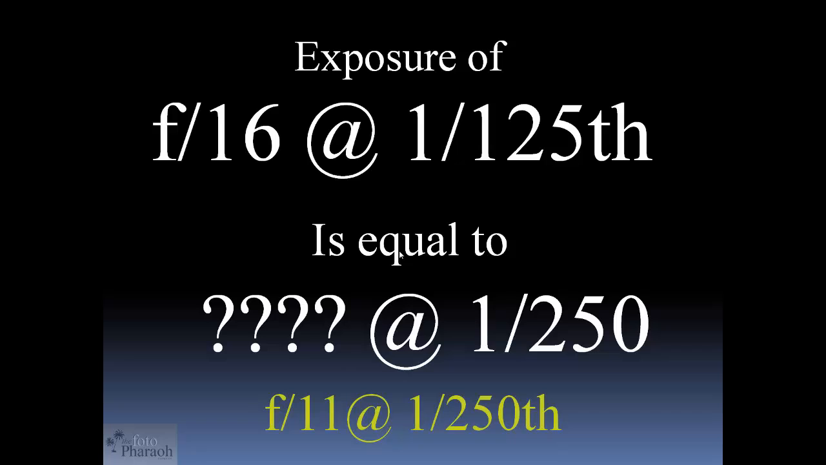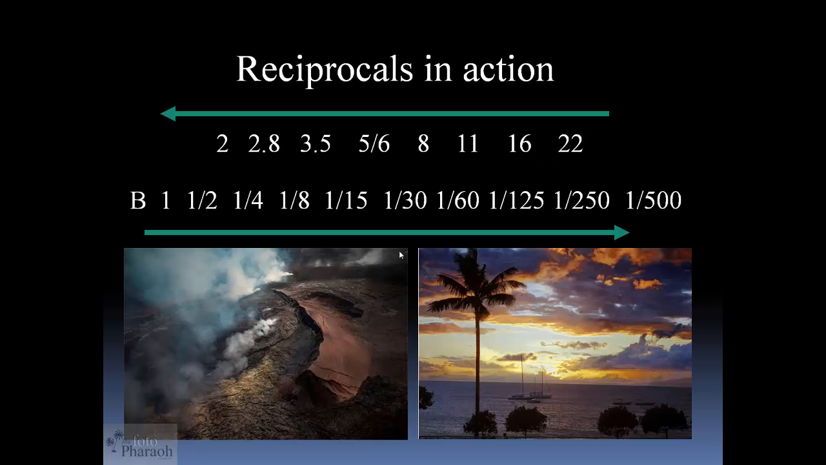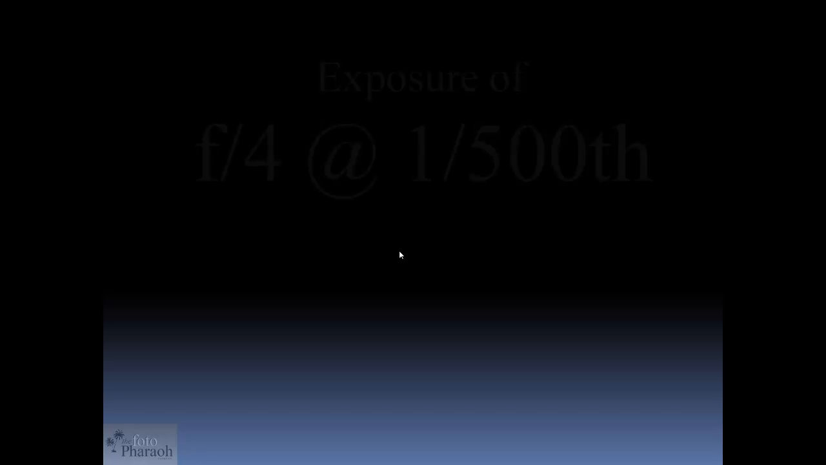Your new f-stop would be f11 at 1/250th of a second. You have cut the amount of time that the shutter is open in half, from 1/125th to 1/250th. You have to compensate and open the aperture one stop to f11. The reciprocals work this way. When you affect one, you have to affect the other, and this will allow you to maintain good exposures in different types of situations, like this variety of pictures from Hawaii that I shot years ago.